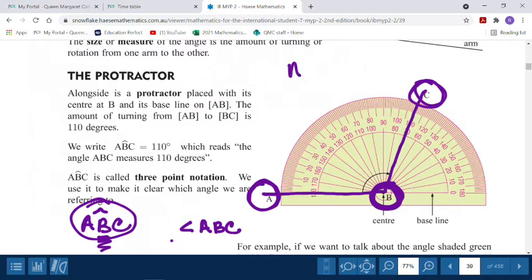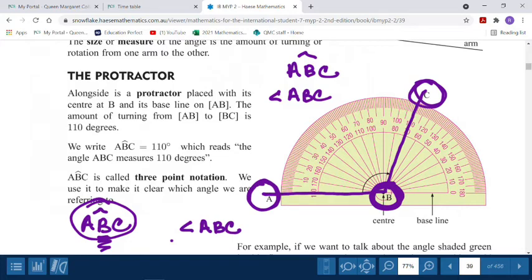So can I just put ABC? No. I could put ABC with a little hat on it. Or I could put angle ABC. Either one of those, I don't care. I think the bottom one's easier, but it makes no difference to me. They mean the same thing, right? So either one of them is fine.